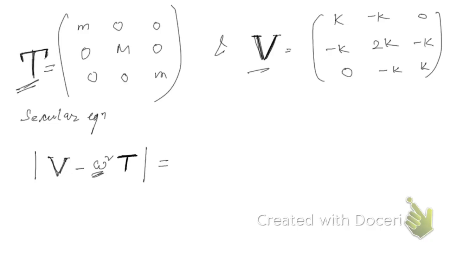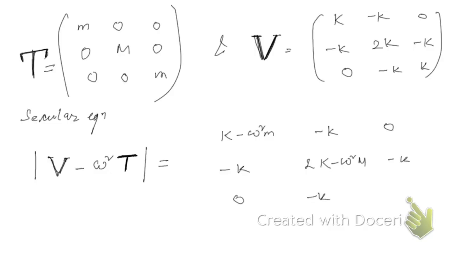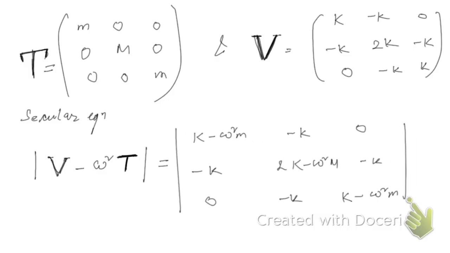Then if you subtract it from V, you're going to get this, let me show you. Then you're going to get K minus omega square M, minus K, 0, then minus K, twice K minus omega square capital M, minus K, then 0, minus K, minus omega square small m. So we're going to evaluate this, and this is equal to 0.